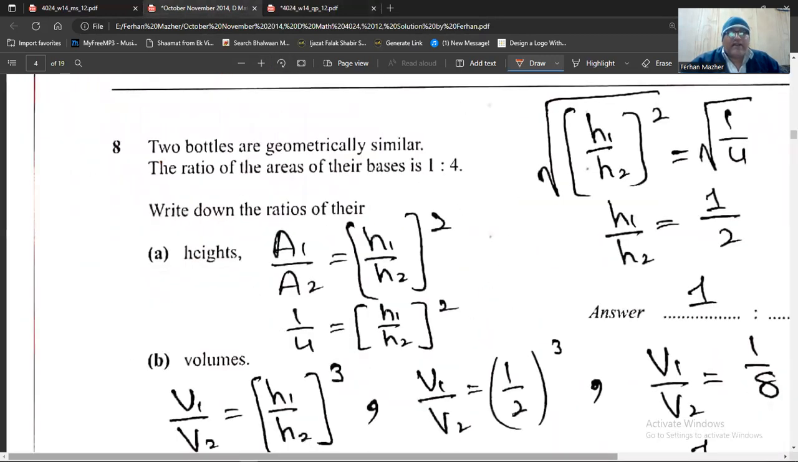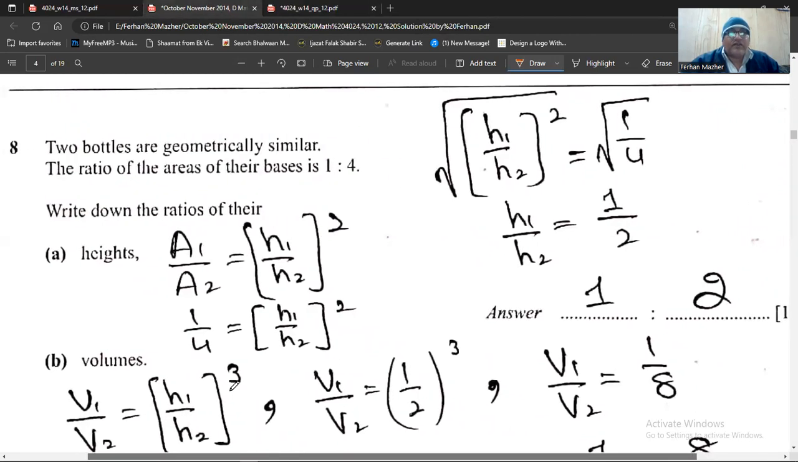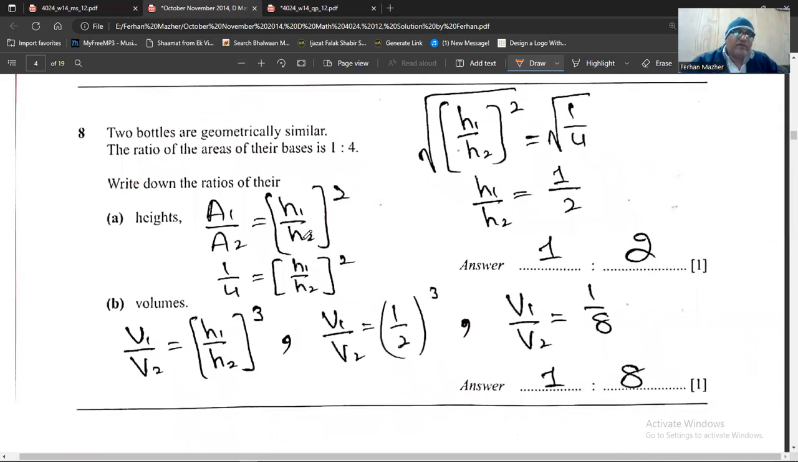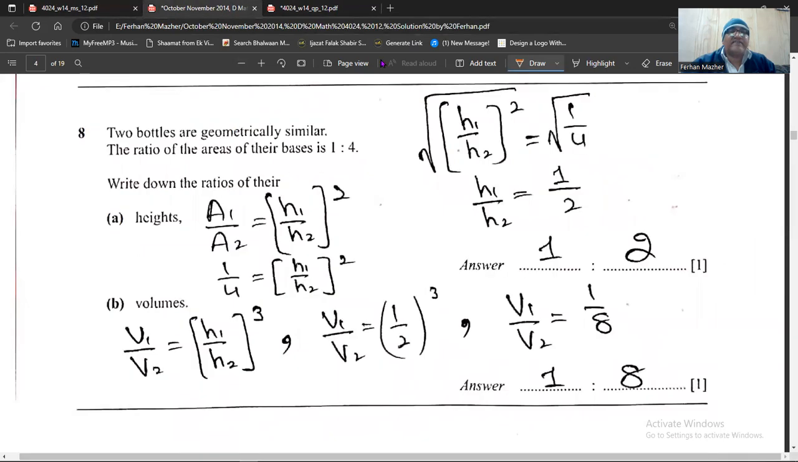So here we have question number 8. Area 1 by area 2 will be equal to height 1 by height 2 whole squared, which is 1/4. Take the square root on both sides, so the square and square root will cancel. Height 1 by height 2 will be equal to the square root of 1, which is 1, over the square root of 4, which is 2. So it will be 1:2. Question number 8, part A, 1:2 is the right answer.